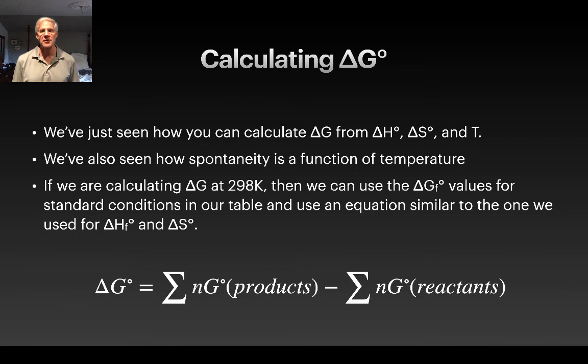And then we can use an equation very similar to the ones that we used for enthalpy and entropy. So we have delta G is equal to the sum of the free energy of the products minus the sum of the free energy of the reactants. So once again, products minus reactants. And the little n's in front of the G's indicate that we have an extensive property here, and so we do have to multiply each of those values by the balancing coefficient from the balanced reaction.